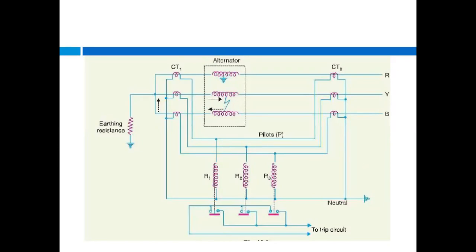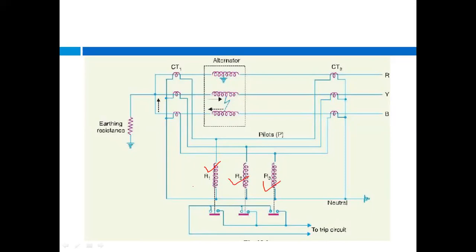Okay, and when that fault occurs, suppose an earth fault occurs in R phase, then the current through that phase will increase. At that time this relay, the R phase relay R1, will operate. If there is a phase to phase fault, meaning the fault is occurring between Y and B phases, then the remaining two relays, the Y and B phase relays R2 and R3, will operate.